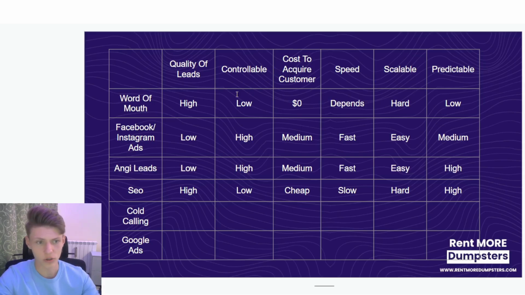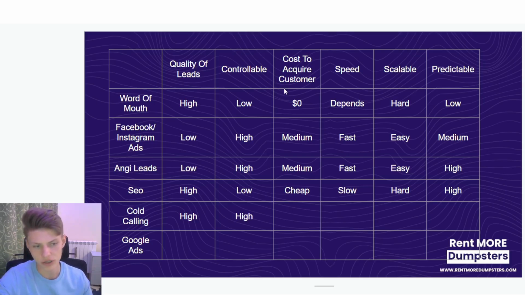So that's SEO. Let's go to cold calling, and when it comes to quality of leads, I would say it's pretty high. If you have that real estate agent who is looking for a dumpster rental company like you to do business with and have a long-term deal, I would say this is the highest quality lead, because it's going to give you the higher LTV, lifetime value, for a customer. So it's going to be your most profitable customer for sure.